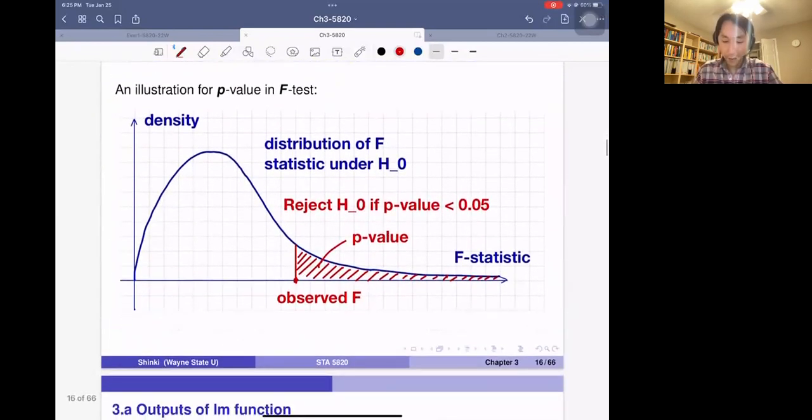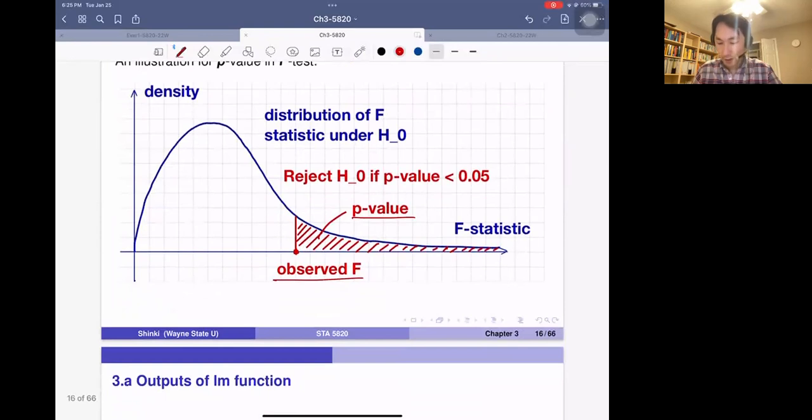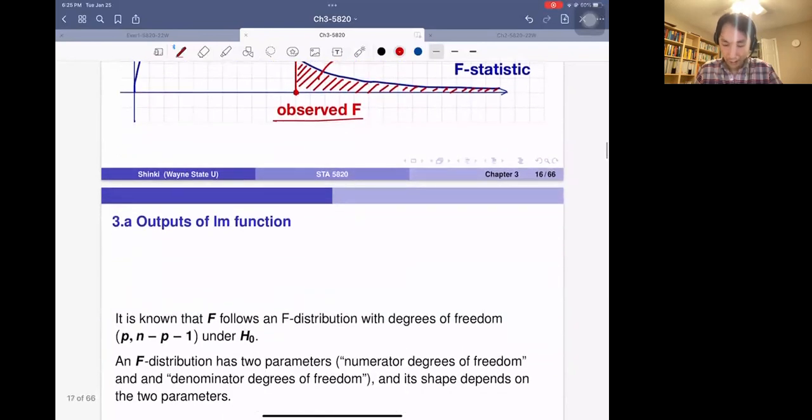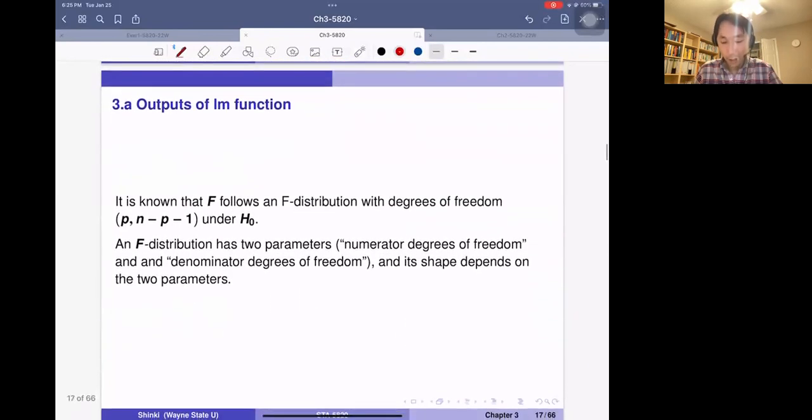So rather than comparing the F statistic with a threshold value, we calculate the p-value. The p-value is based on the observed F value. Our observation is here, then the area above this is called the p-value. This is the probability that we observe a more extreme F than our sample. So if this is small, then our observed F is extreme enough to reject H naught. Often the statistical test only reports the p-value. Then you can compare it with your threshold, such as 0.05.